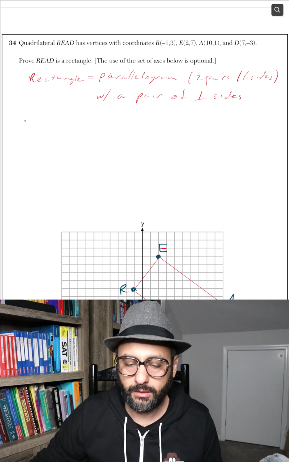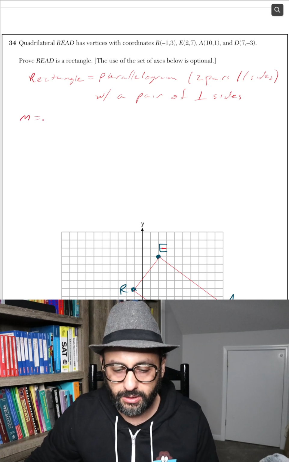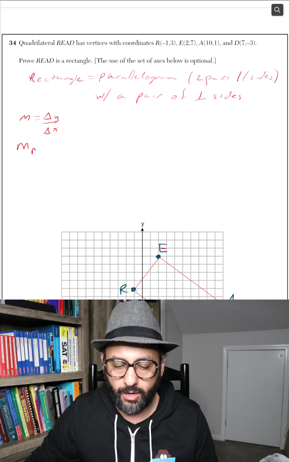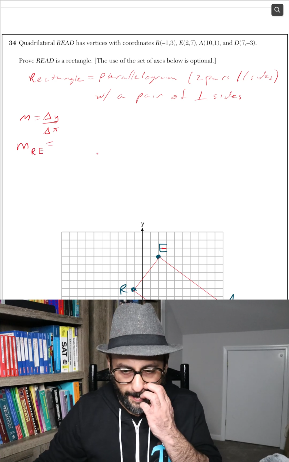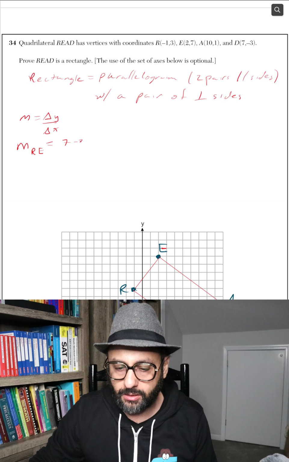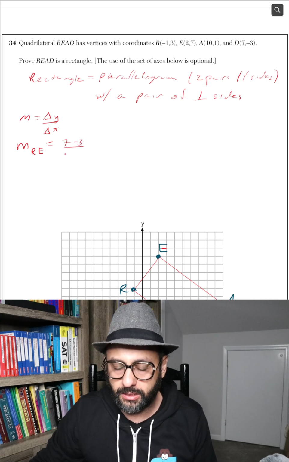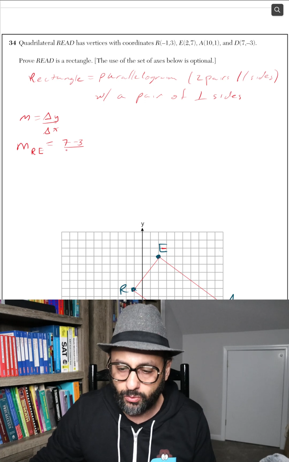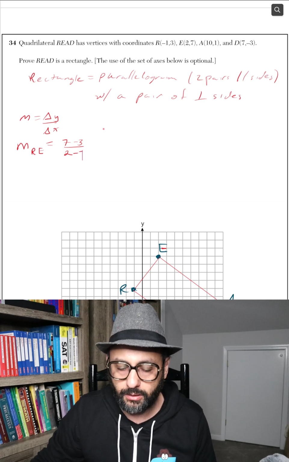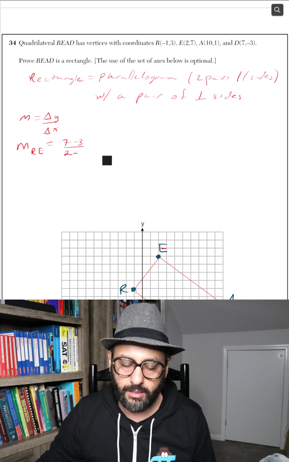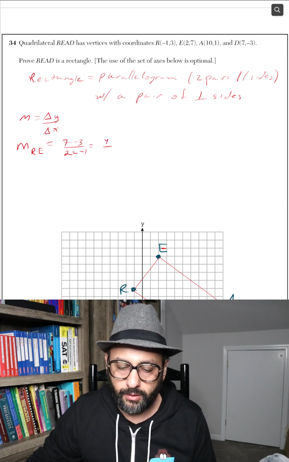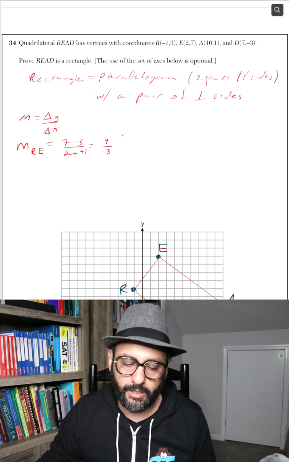And then RE. So remember, slope is equal to change in y over change in x. So the slope of RE is equal to the change in y, so I subtract the two y coordinates, E minus R, 7 minus 3, over the change in x, subtracting the x coordinates, E minus R, so 2 minus negative 1, which is equal to 4 over positive 3. Okay?